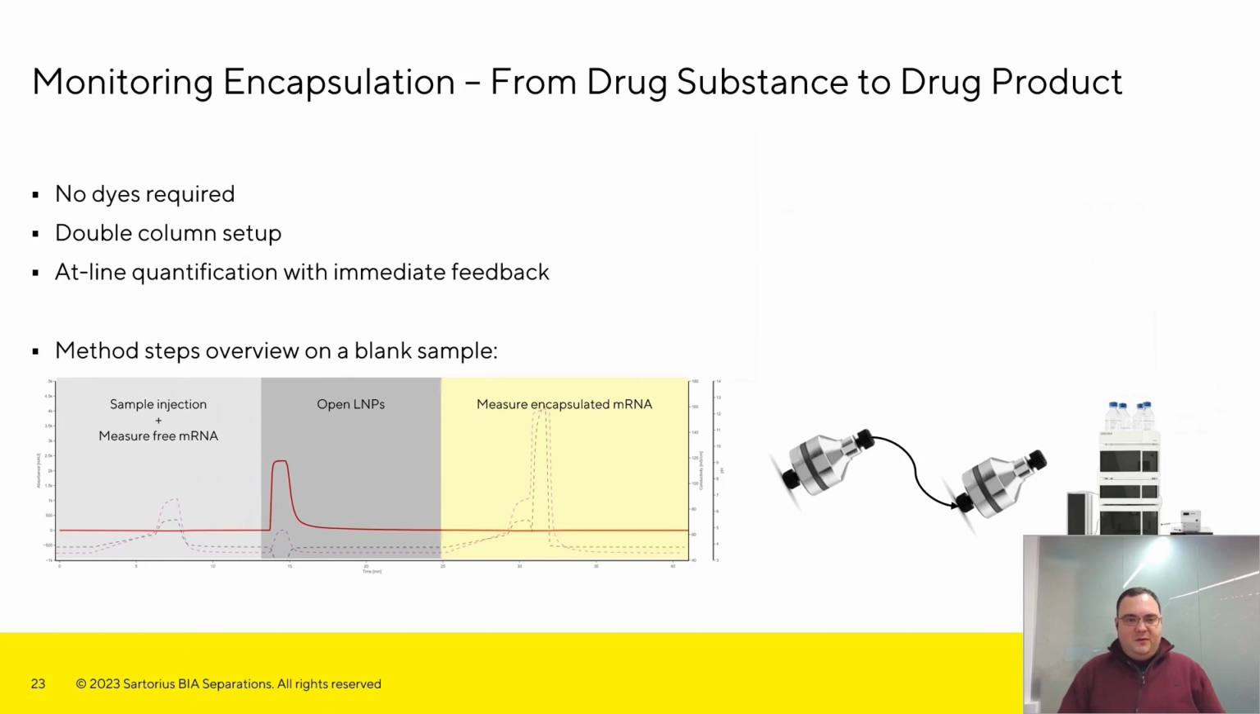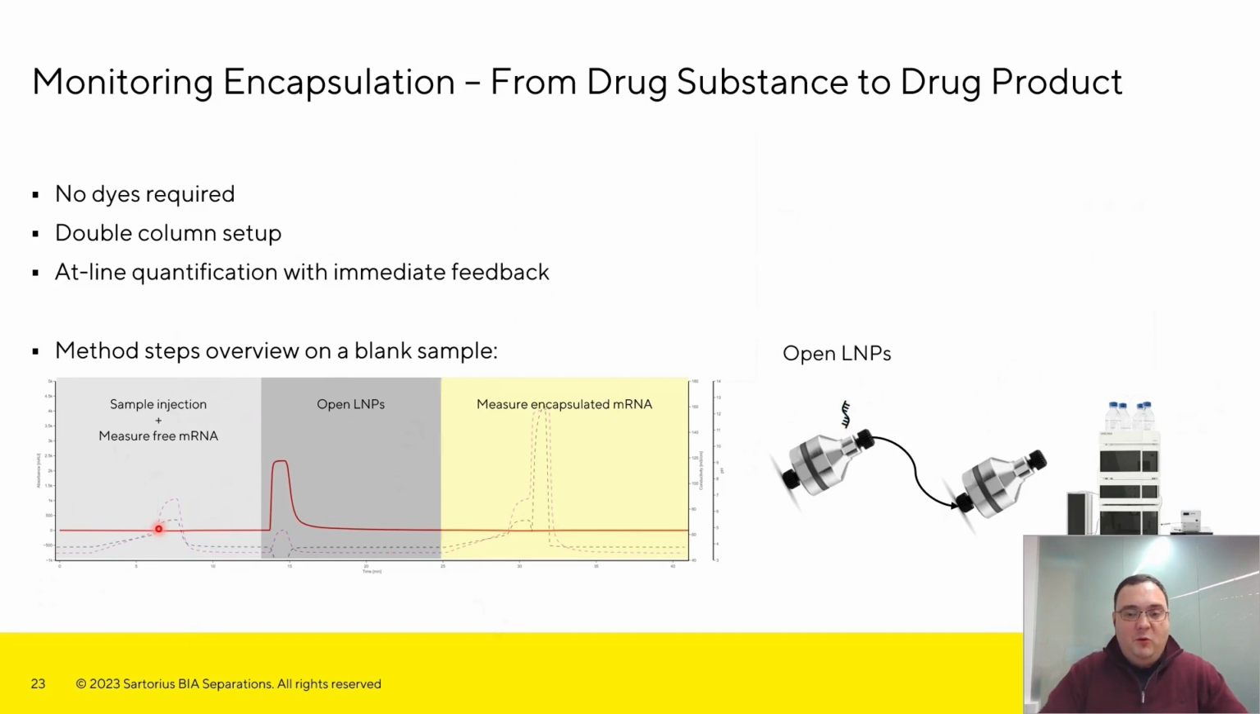This method does not require any dyes. It's a double column setup, and it allows you to do at-line quantification with immediate feedback. Here, I've split the method in 3 segments, so it's easier to follow. In the first segment, we load the sample, and the LNPs are bound to the first column, while the free mRNA gets bound to the second column. Then we elute the free mRNA and measure its peak area. This would be a peak that would appear here in the method.